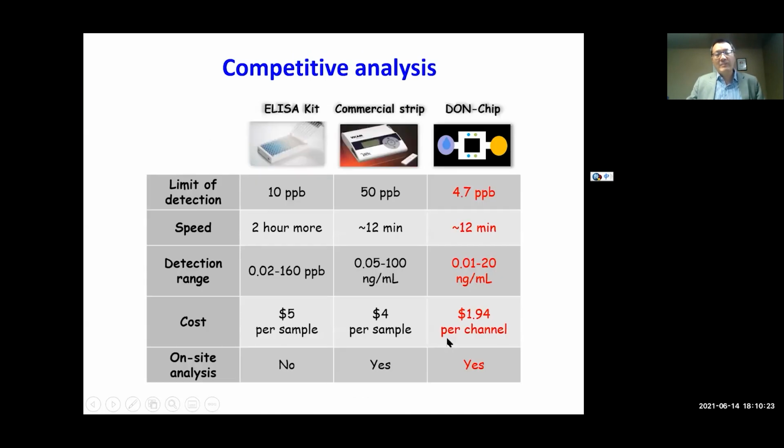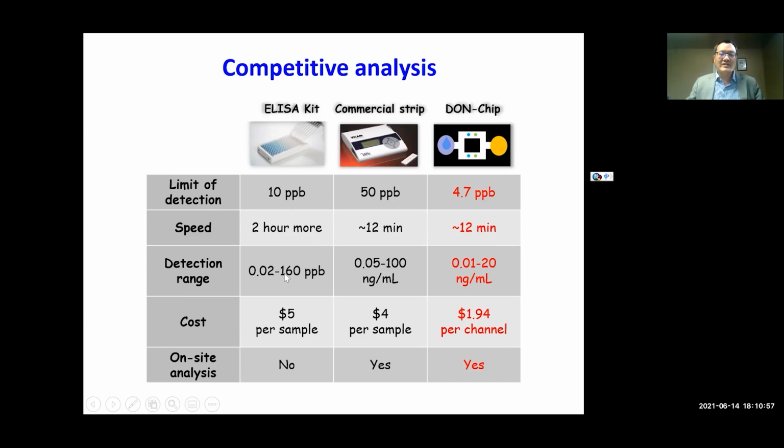Then we compare the different methods in terms of limit of detection, speed, detection range, cost, and on-site analysis. For the limit of detection, it is 10 ppb for the ELISA kit and 50 ppb for the commercial strip, and for our DON chip it's 4.7 ppb, much lower than the commercial strip and the ELISA kit. For speed, it is 2 hours for ELISA, 12 minutes for the commercial strip, and 12 minutes for our DON chip.